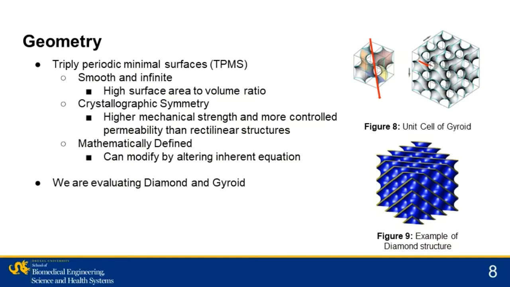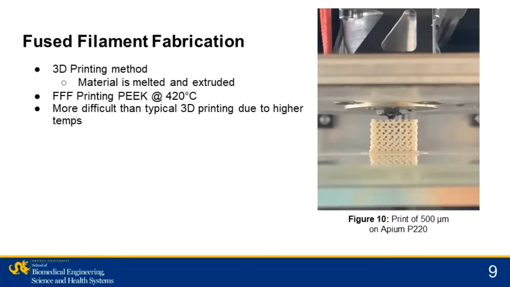In order to create our structures, we've been utilizing what's known as triply periodic minimal surfaces. Fused filament fabrication is a 3D printing method where the material is melted and extruded to create 3D objects. For our project, we are FFF printing PEEK at 420 degrees C, so you have to keep in mind that it is much more finicky than the traditional PLA or ABS due to the higher temps.